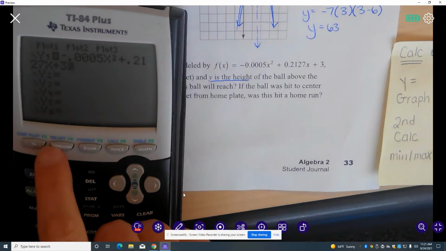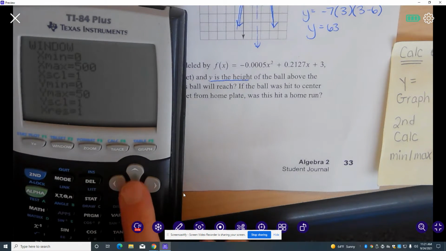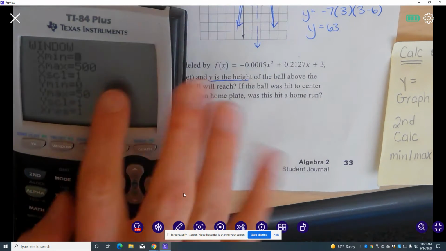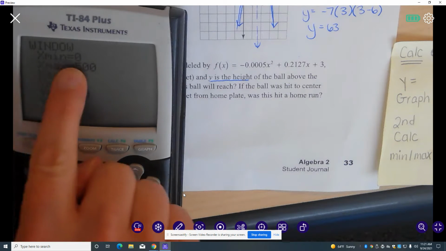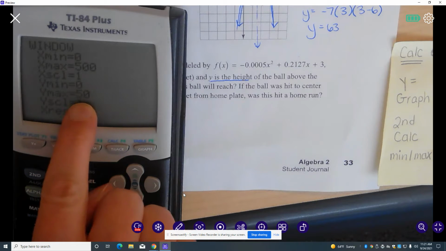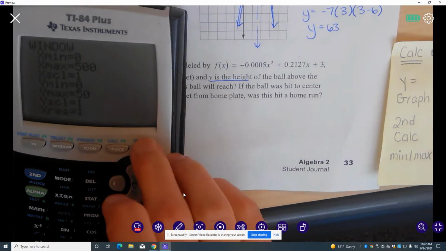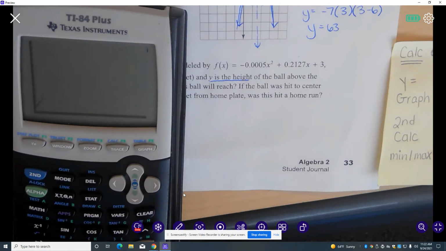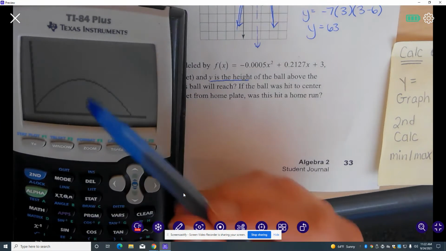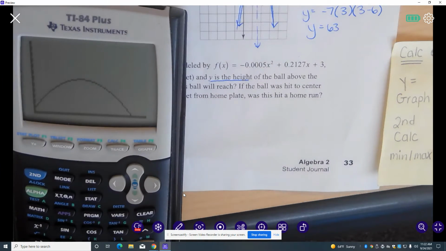And then remember to adjust your window. You can hit the window key. We're going to make our x-axis go from 0 to 500, and then our y-axis go from 0 to 50. So change that window there. That's going to give us a nice window to view our graph. Once you get that done, you can go ahead and graph it. Okay. So you can see this is going to be kind of the path of this softball. Okay, y is the height of the softball, and x is going to be its distance.